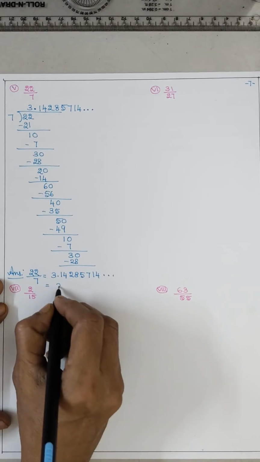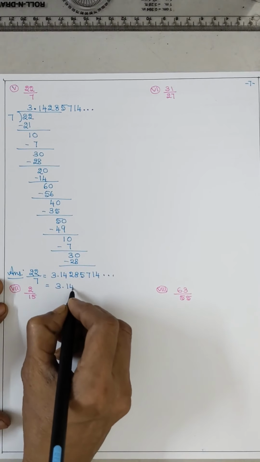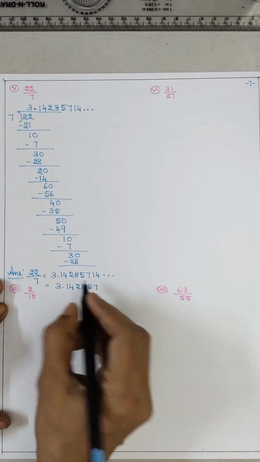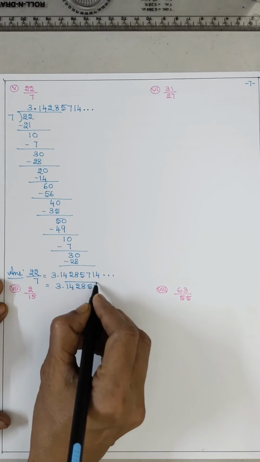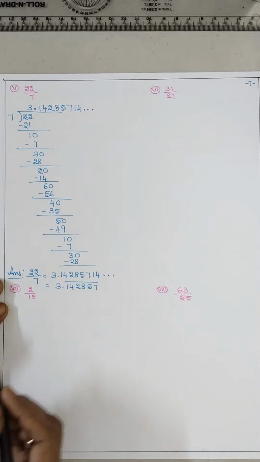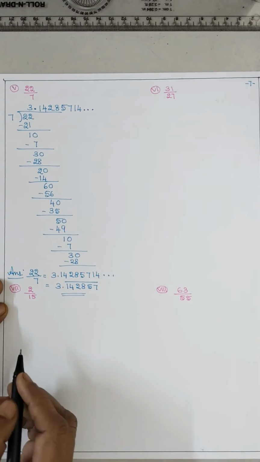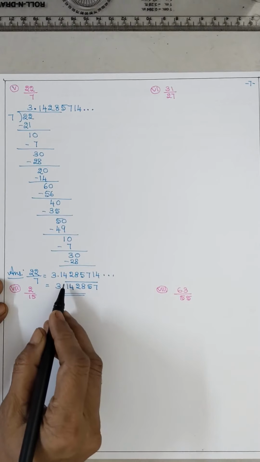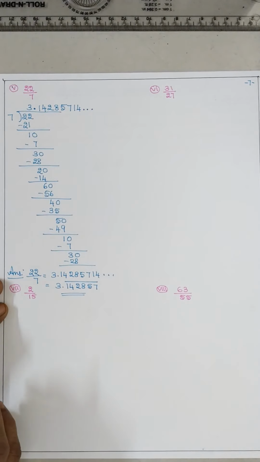So it will be 3.142857. From 1 to 7 you have to put the bar. So the answer is 3.142857 full. It is 1 to 7, it is bar. Those digits are repeating.